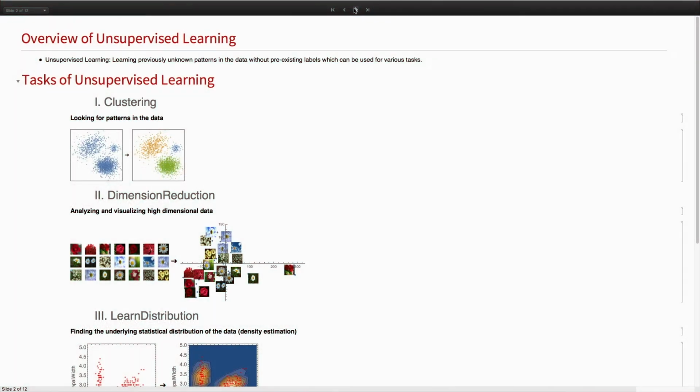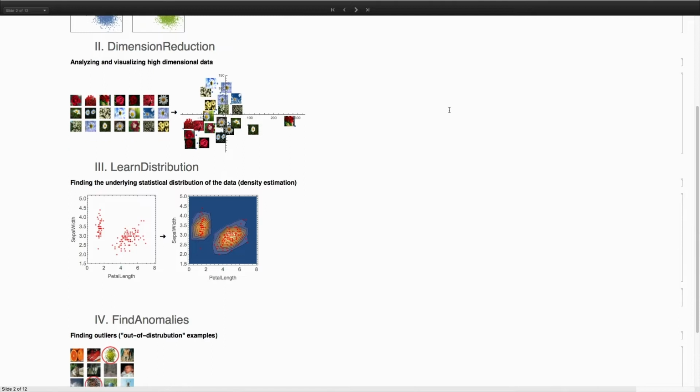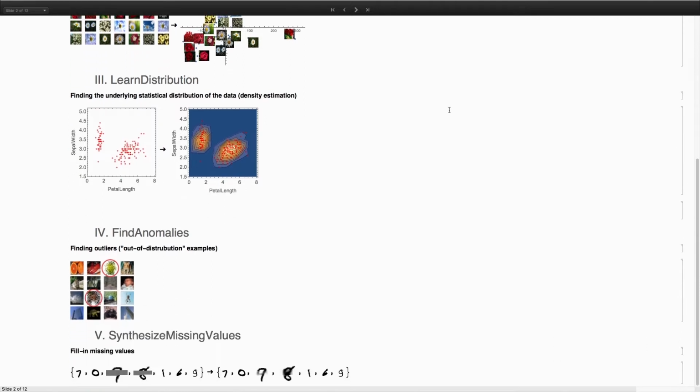What is unsupervised learning? Broadly speaking, unsupervised learning tries to learn unknown patterns from unlabeled data, which can unlock various tasks. It is in contrast to classify and predict where you have labeled data. So the unsupervised learning tasks that I will be talking about today, I will start from clustering, then go on to dimension reduction, and then the next step would be learn distribution, which will unlock a lot of other tasks that will follow, like find anomalies and synthesize missing values.